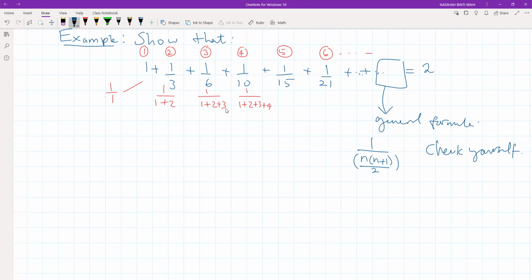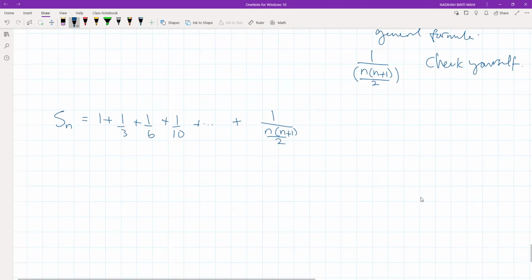So I can say that the Sn, the partial sum of this, is equal to 1 plus 1 over 3 plus 1 over 6 plus 1 over 10 plus up to 1 over n times n plus 1 over 2. Are you guys with me so far?